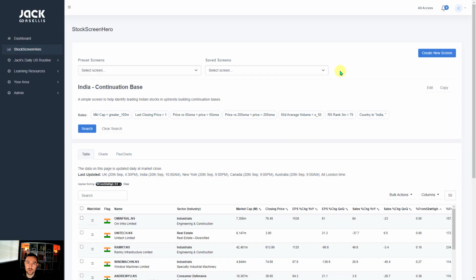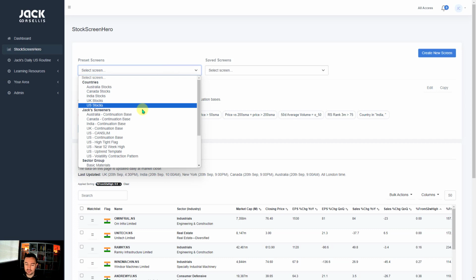Okay, we are over on my StockScreenHero. We have free plans and paid plans available. In the free plans, I think there are these preset screens available for you guys at the time of filming, so you can go across and test out what I'm going to show you. Just head over to my website, make an account, nice and easy. You can start doing it straight away. I'm going to see if I can do this in under a minute.